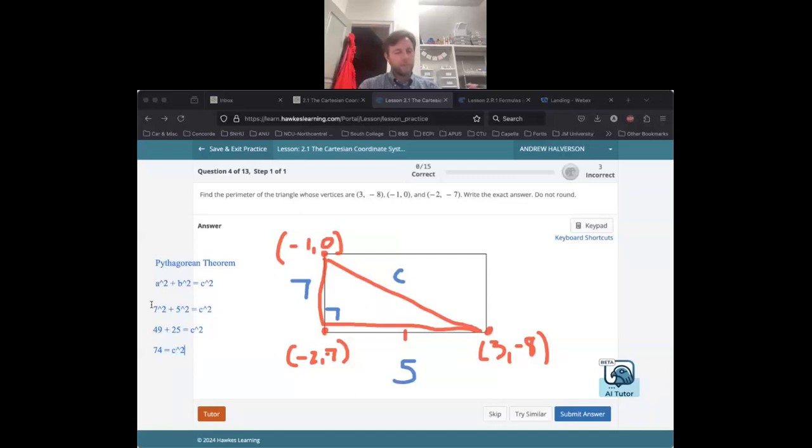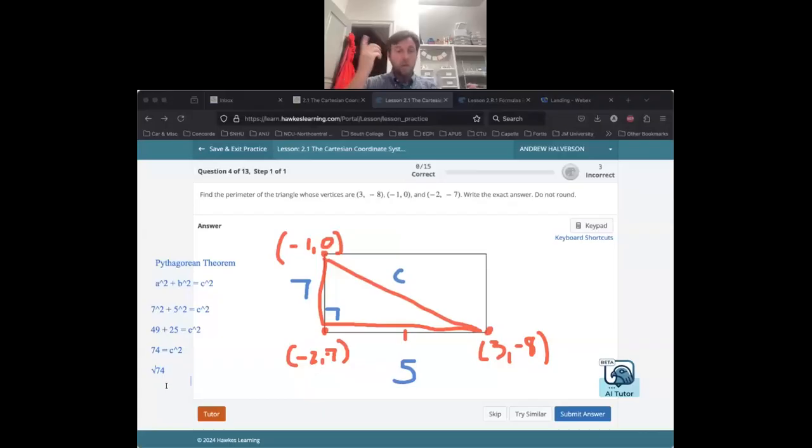Yes, got it. iPhone's wonderful until you need it, and then it doesn't want to cooperate. Like 8.6. So 8 point, the square root of 74. That can't be right. Might have done something wrong. I may be going too fast.